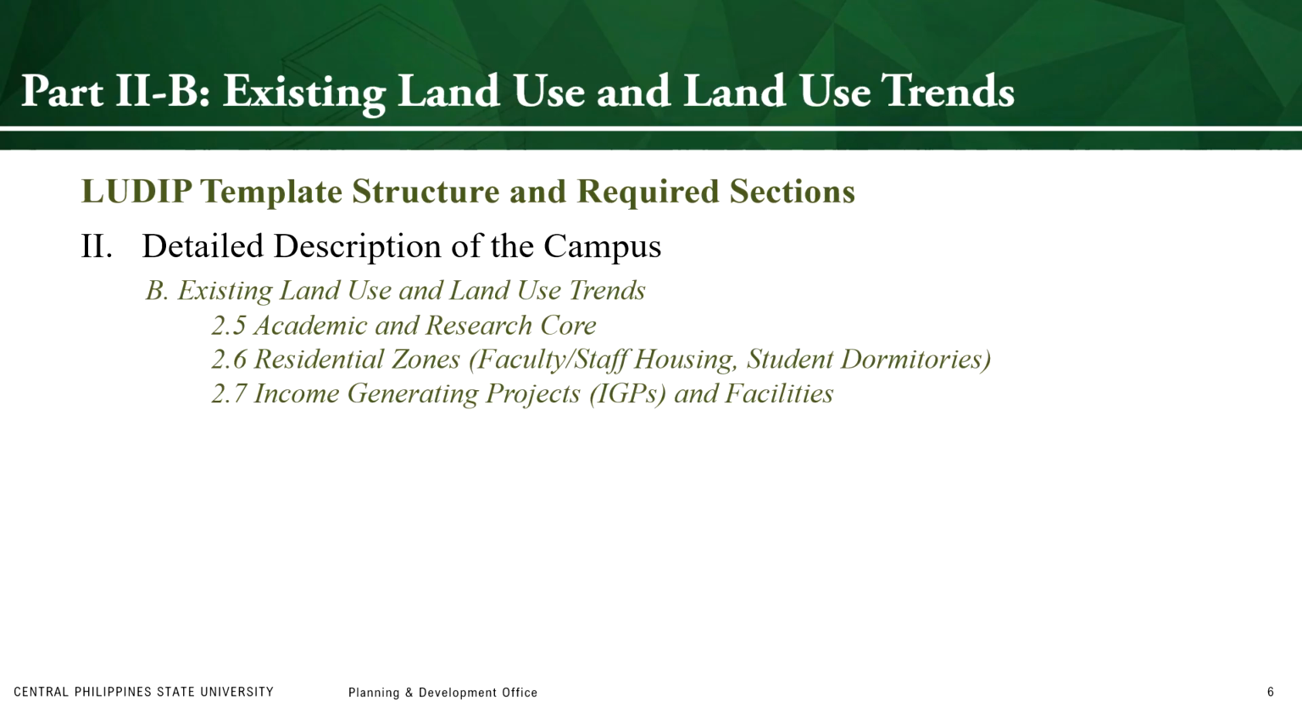Section 2.7, Income-Generating Projects and Facilities. Assess the economic use of your campus lands. Document current and potential income-generating projects, their revenues, management mechanisms, and future revenue projections. This section connects land use to financial sustainability.